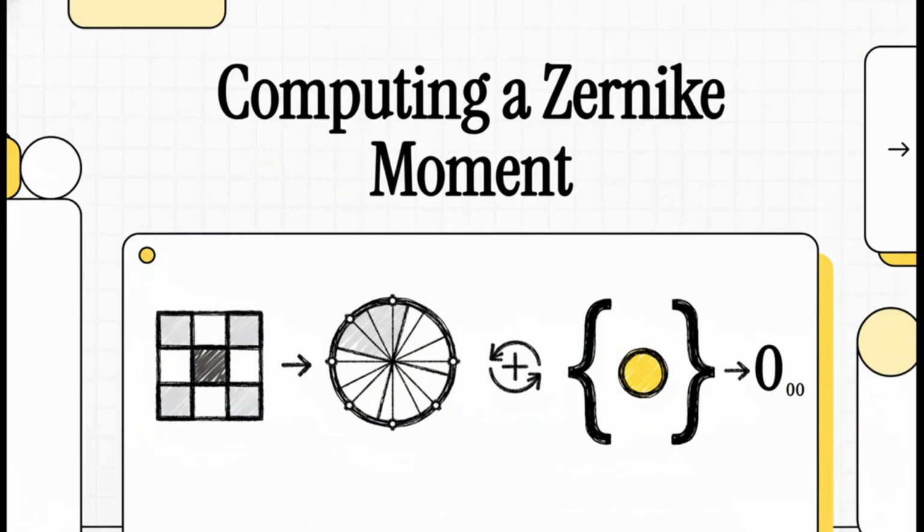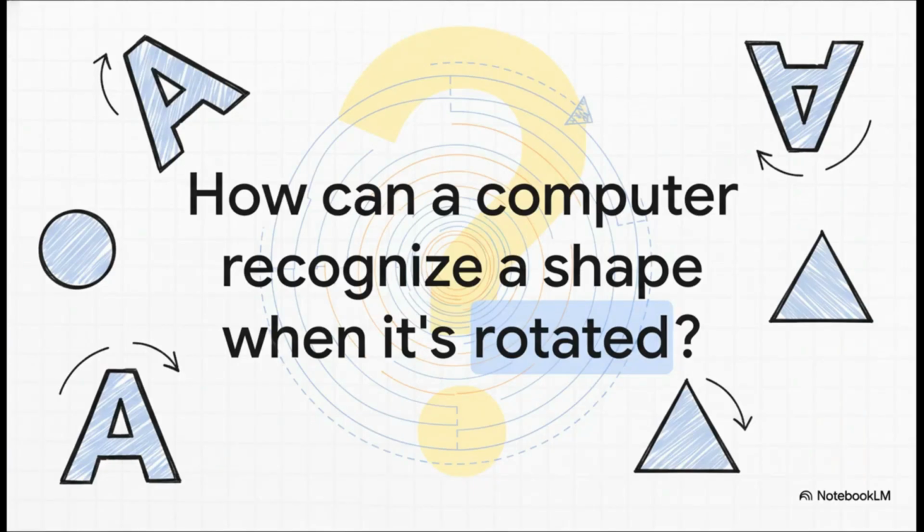All right, let's dive right into something that sounds super complicated, but is actually pretty cool when you break it down. We're going to take this simple grid of pixels and step by step turn it into one single powerful number. We are calculating a Zernike moment, and trust me, by the end of this, you'll see exactly how this helps a computer understand a shape. Let's get to it.